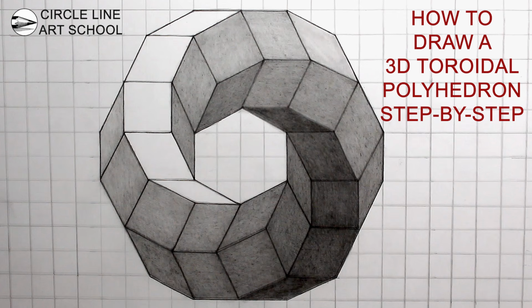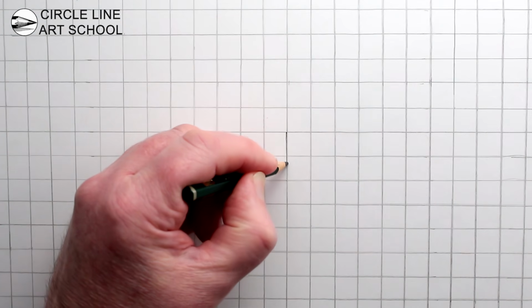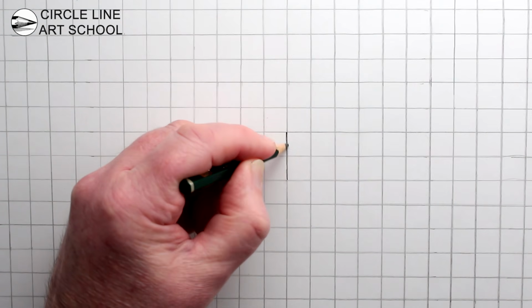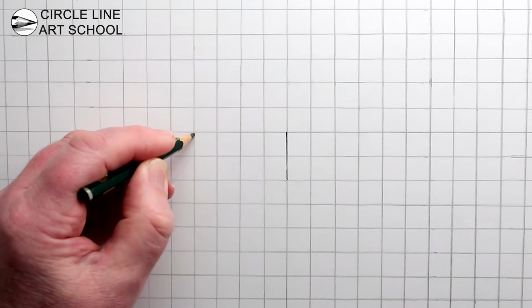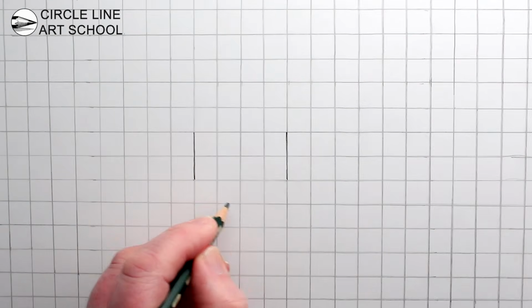The first step in this drawing is to draw a grid of squares, or you could use some square grid paper, and then draw a hexagon in the middle of the paper. For this drawing, it's best to count the number of squares that are needed. This hexagon is in a 4x4 square.